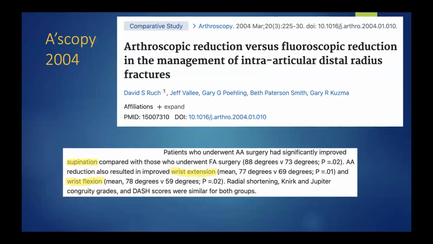And this article in Arthroscopy 2004 by Rush et al. found that arthroscopy, when used as an adjunct, improved the overall range in terms of supination, wrist extension and wrist flexion. That being said, the radial shortening and the overall functional scores were similar in both groups, whether arthroscopy assisted was used as an adjunct or not.